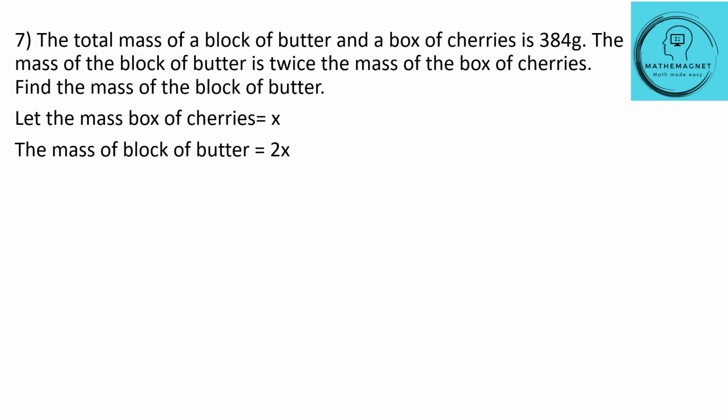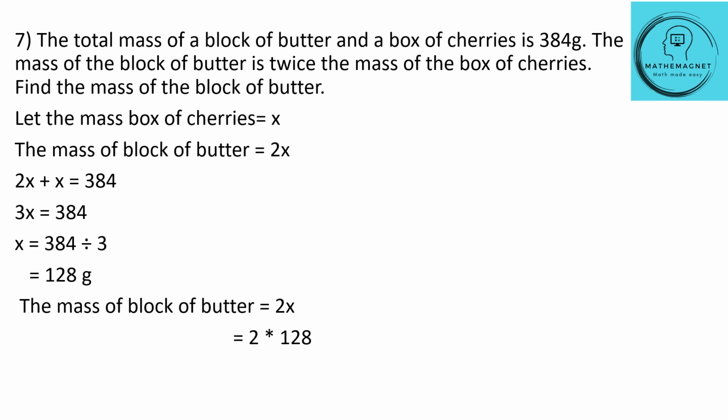And we also know the mass of block of butter and box of cherries is 384, so we can write it as 2x plus x is equal to 384. That is 3x is equal to 384. x is equal to 384 divided by 3, which is equal to 128 grams. Now what is x? x is the box of cherries. Now we are supposed to find the mass of the block of butter. So to find the mass of the block of butter, it is 128 into 2, which becomes 256 grams. So the mass of the block of butter is 256 grams.